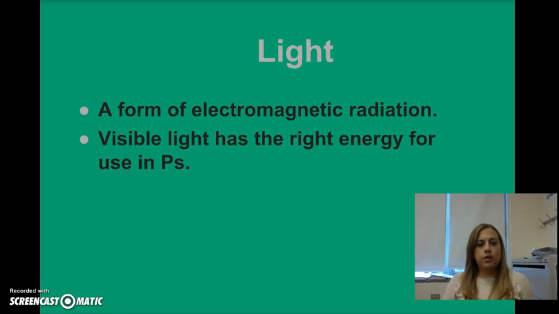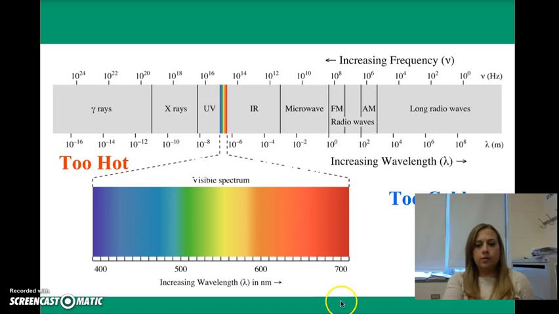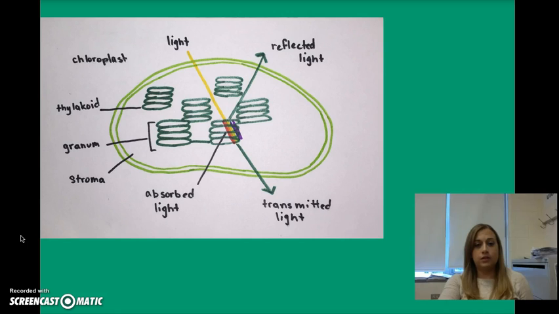So light is a form of electromagnetic radiation. And visible light just happens to have the right energy for use in photosynthesis. I think I'm covering up this little area right here, but this says too cold. So when you are looking at the wavelengths of light, we have X-rays down here, ultraviolet light, and gamma rays. These are all too hot. Then we have infrared, microwave. These are all too cold. Here we have your just right in the visible spectrum of light for photosynthesis to take place.